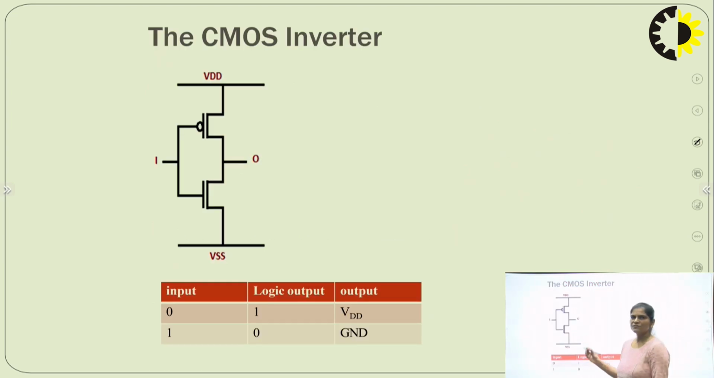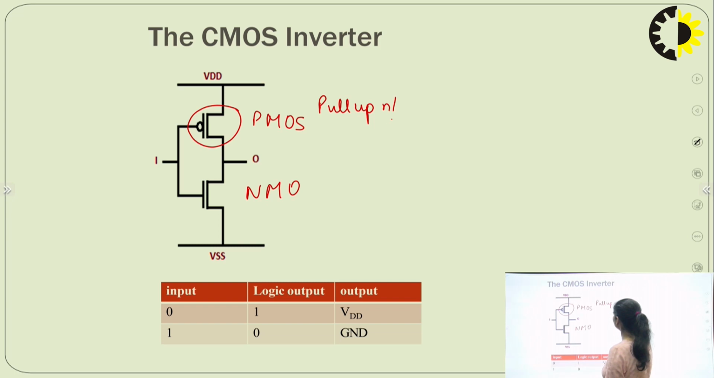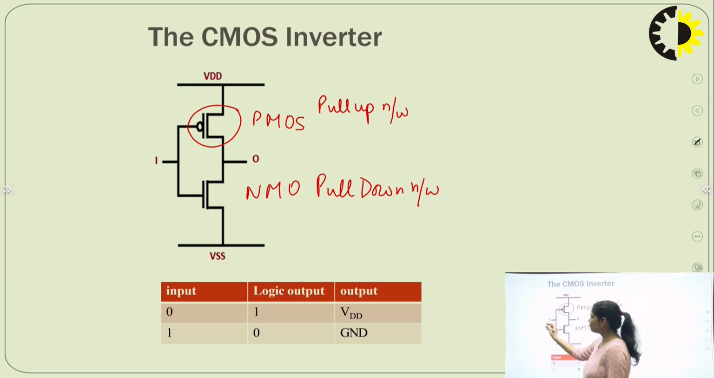Now, this is the structure of the CMOS inverter. This is your PMOS and this is the NMOS. This part is the pull up network, and this one is the pull down network. We give the input from here. This is the input part, and this one is the output part. One terminal of the PMOS is connected to VDD and one terminal of the NMOS is connected to VSS, or ground.